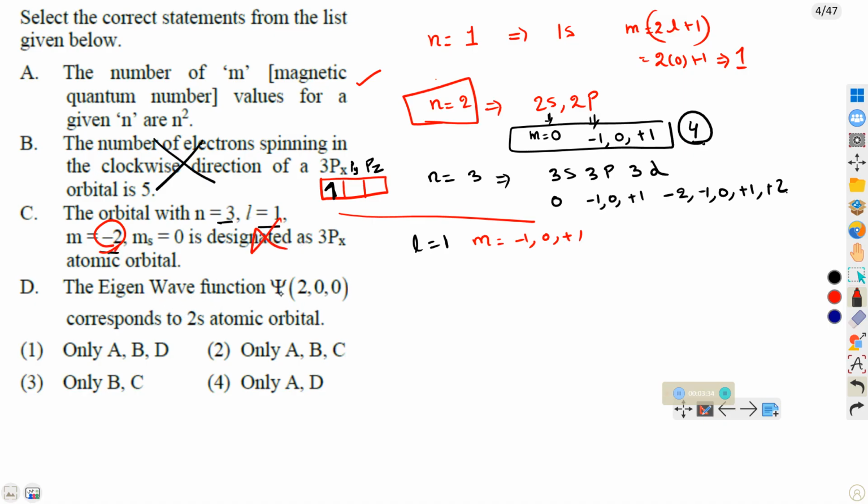The wave function psi 200 can be written as psi NLM. Principal quantum number value 2, azimuthal quantum number value 0. Principal quantum number 2 means second orbit. Azimuthal quantum number value l is equal to 0 means s orbital, s subshell. So the fourth one is also correct.